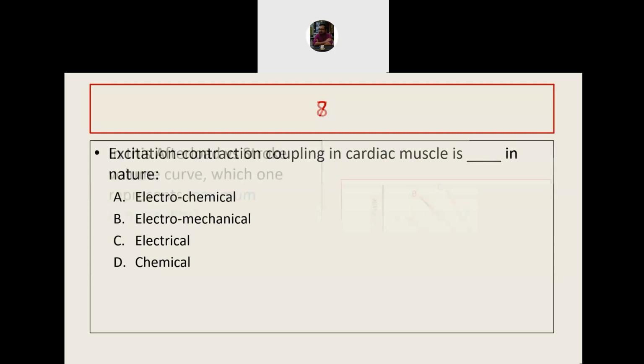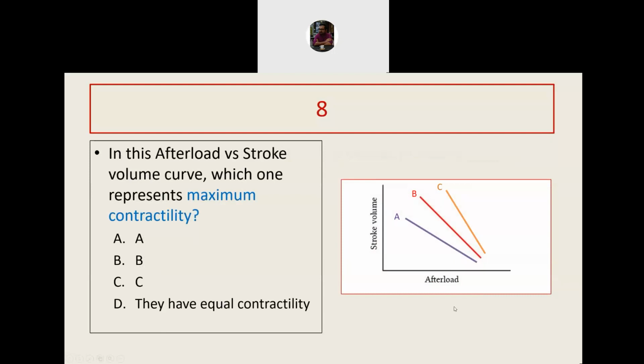Next question. Look at this graph very carefully. It is a graph of stroke volume versus afterload. In this graph, there are 3 curves, A, B, and C. Which curve shows maximum contractility? Choose between A, B, C, and D, which is they have equal contractility. So I can see that the answers are split between almost all the options.